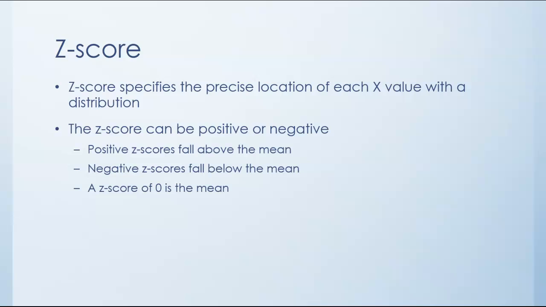Typically our z-scores fall anywhere between -4 and +4. You can go outside of that, but it's very, very rare for that to happen. Most of the time, they're going to stay between -4 and +4. Actually, most of the time, they'll probably stay between -3 and +3, but there are some extreme cases.